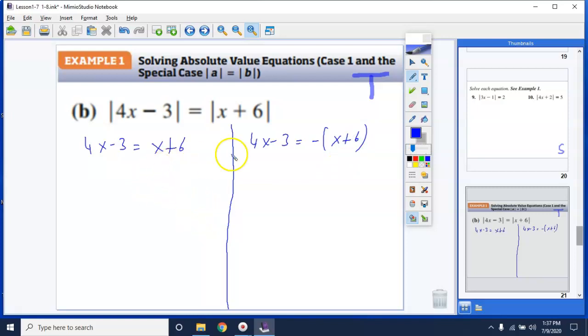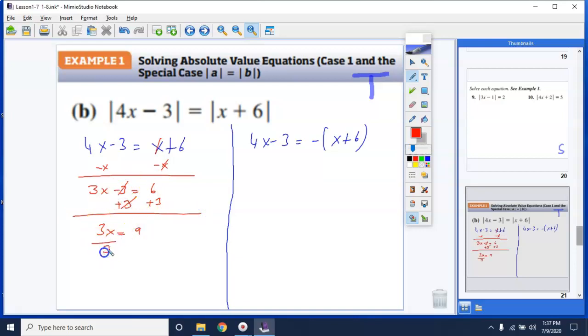On the first one, I'm going to subtract x from both sides. These two will cancel. 4x minus x is 3x, minus 3 equals 6. So plus 3, these two cancel. 3x equals 9. So if we divide both sides by 3, x should be equal to 3, folks. That's my first answer, my first solution.